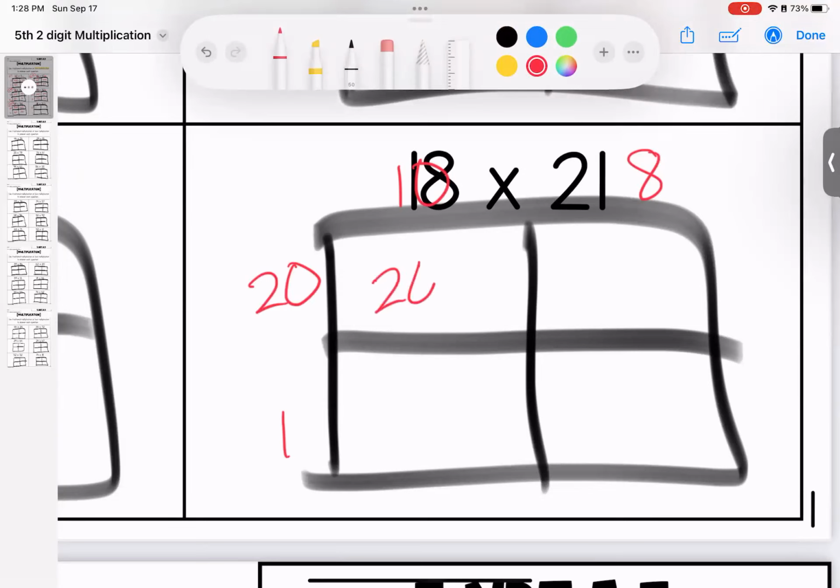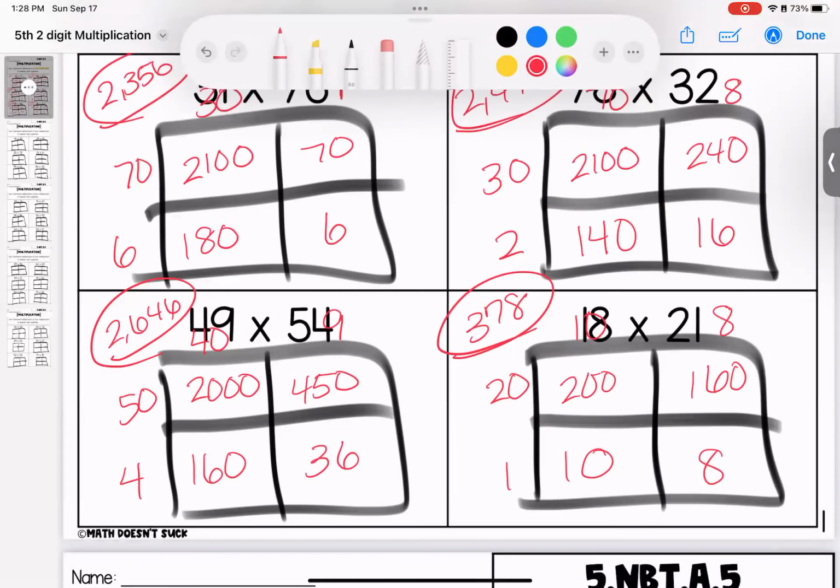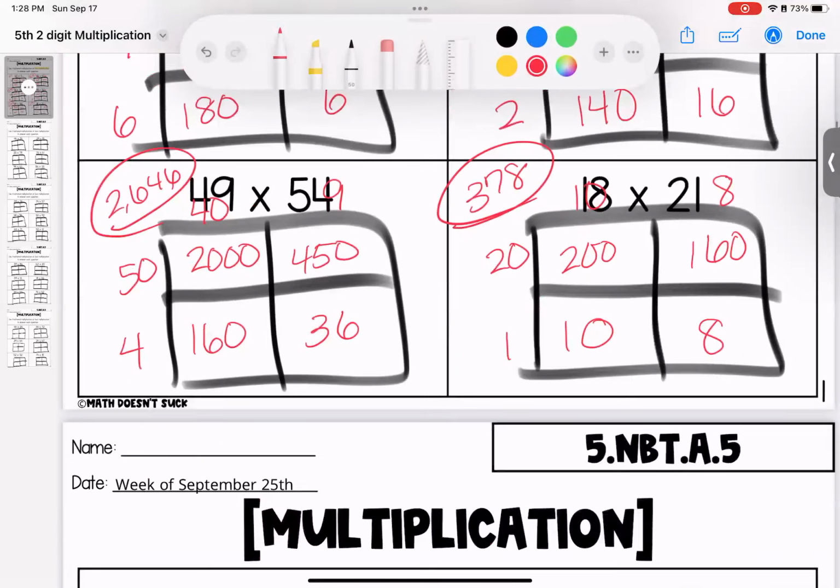18 times 21. I have a 10 and an 8, a 20 and a 1. 2 times 1 is 2, 2 zeros. 2 times 8 is 16 with a 0. 1 times 1 is 1 with a 0, and 1 times 8 is 8. Added all up, 378. If you have questions on this first page, go ahead and bring them with you to class.